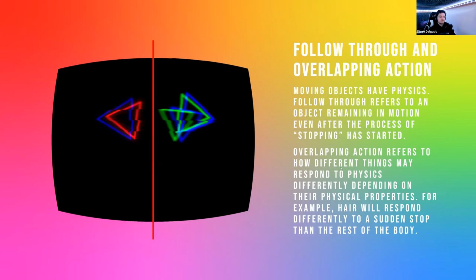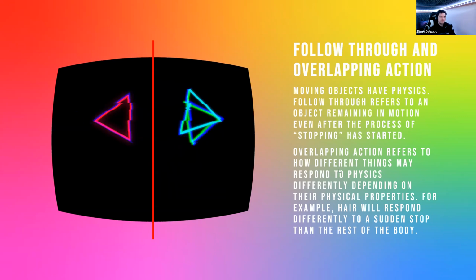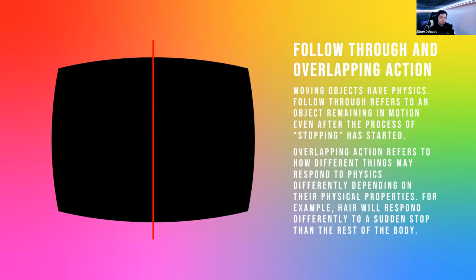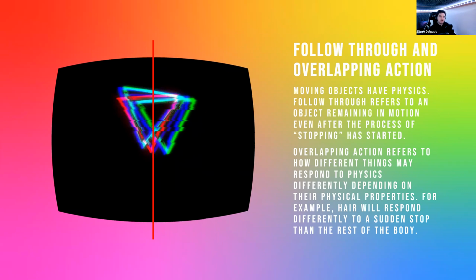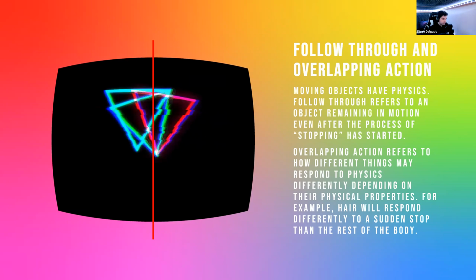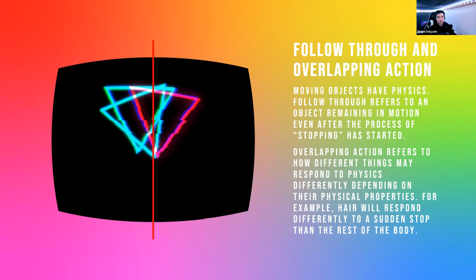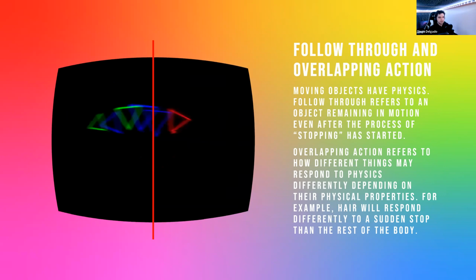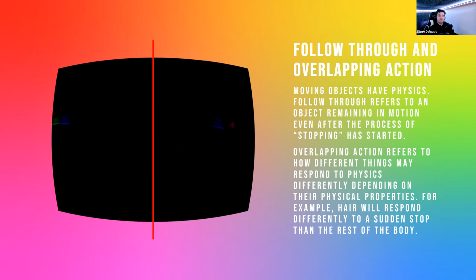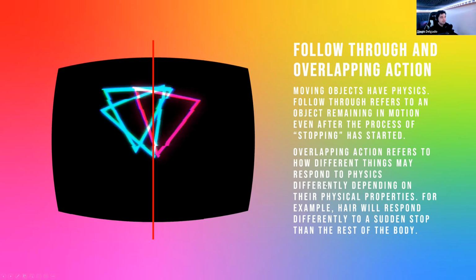Overlapping action refers to how different things may respond to physics differently depending on their physical properties. For example, hair will respond differently to a sudden stop than the rest of your body. So now imagine you're driving in a car, you slam on the brakes, right? And you have long flowing hair. Your hair might fly forward and into your face, but maybe your hips don't move quite much, right? So overlapping action refers to multiple actions all happening at the same time and all of them behaving a little bit differently. I hope that makes sense.